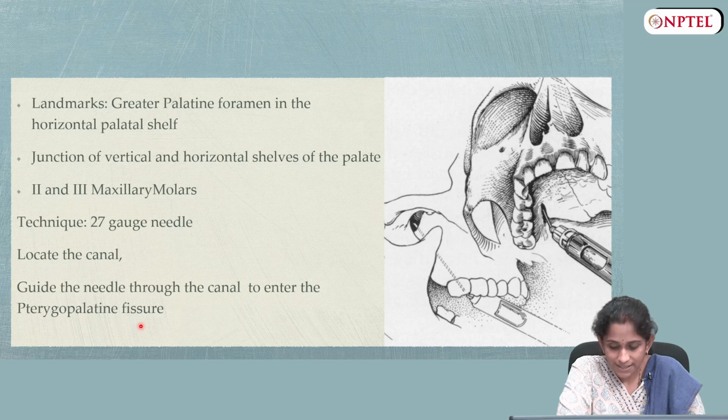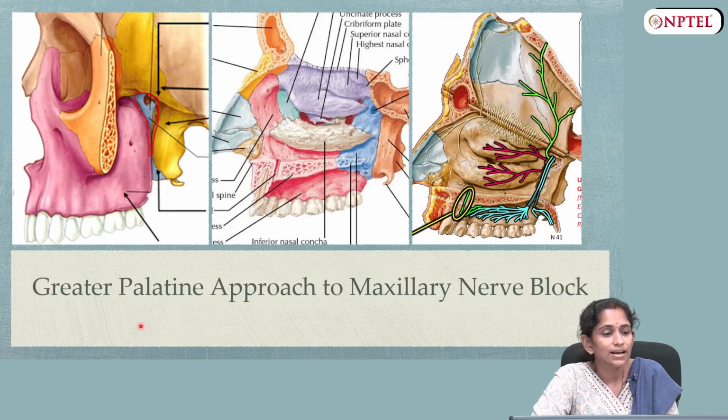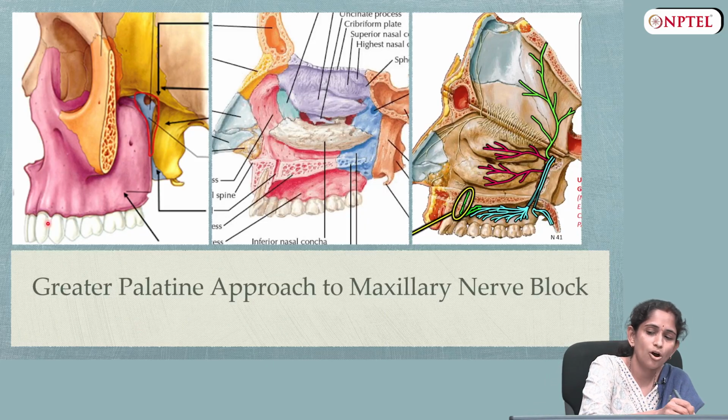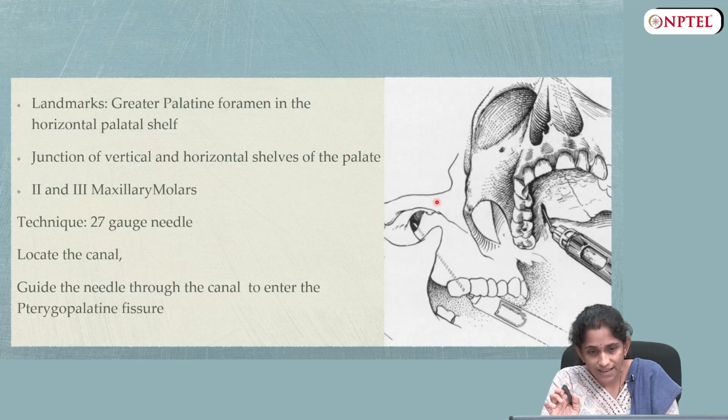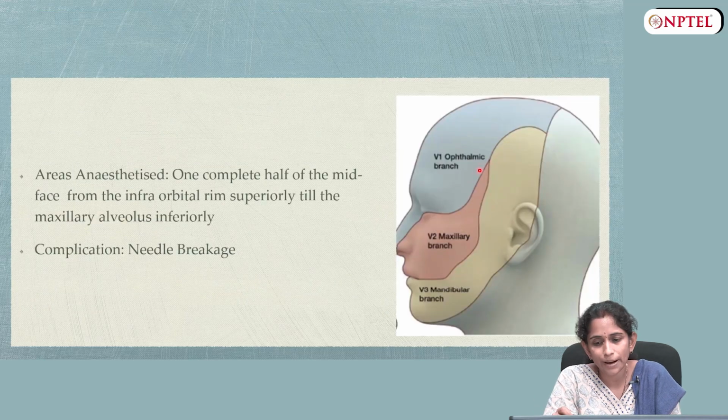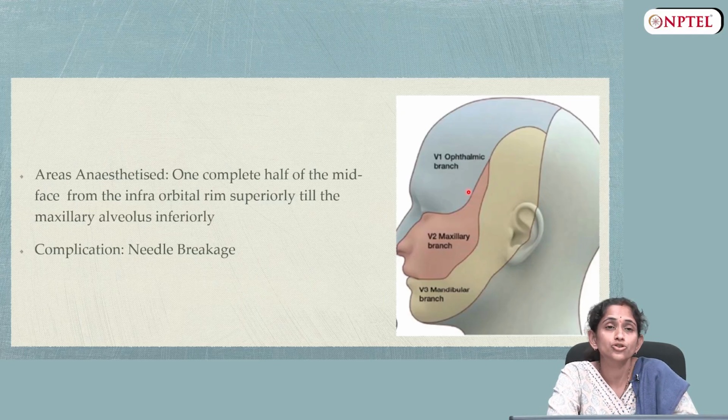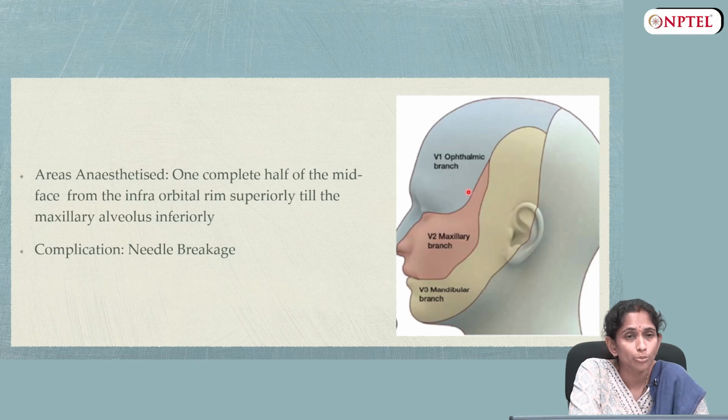What are the areas anesthetized? As discussed earlier, the complete area of distribution of the maxillary nerve, which includes all the divisions of the maxillary nerve, is anesthetized by this block. So, complete maxillary branch supply gets anesthetized by the greater palatine approach to maxillary nerve block.